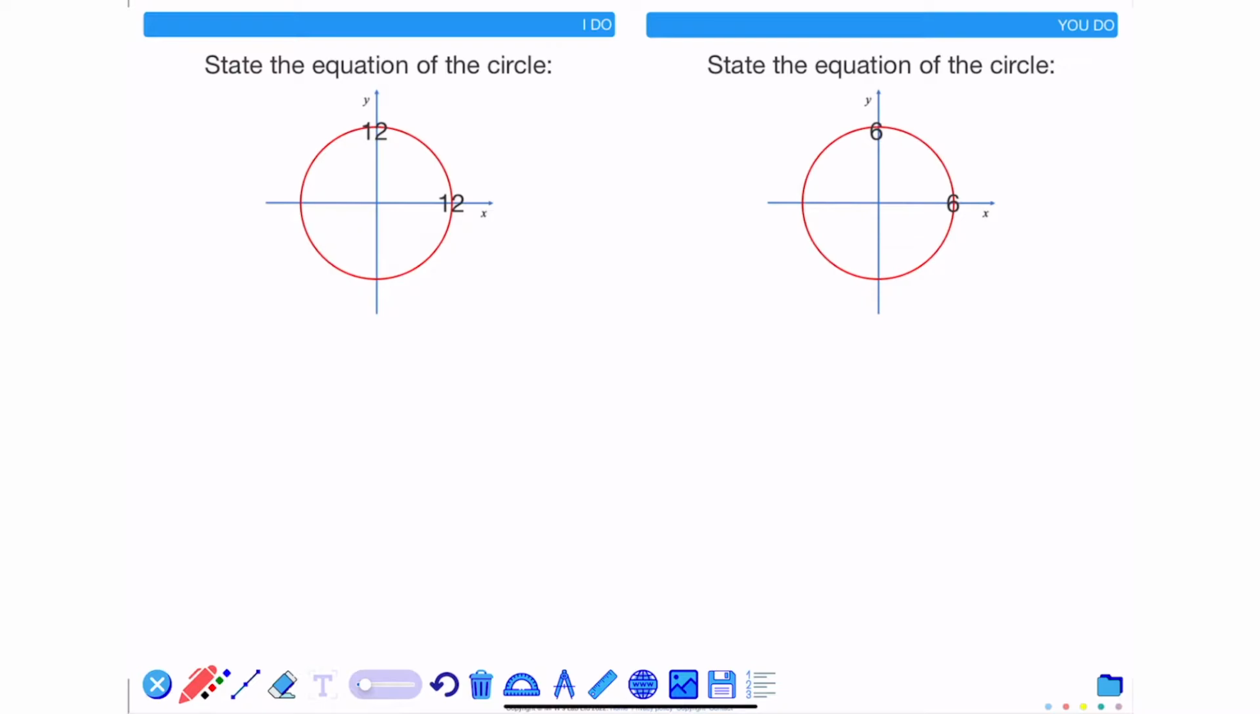In this video, we're going to be learning about the equation of a circle. The equation of a circle at GCSE comes in the form of x squared plus y squared is equal to r squared, where r is the radius of the circle.